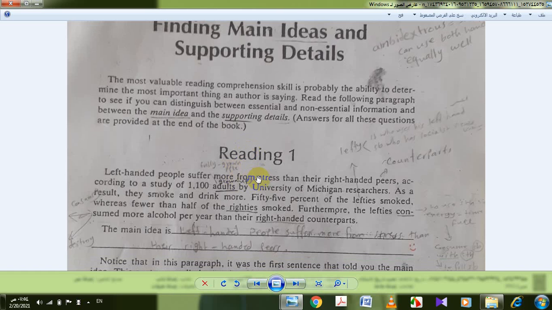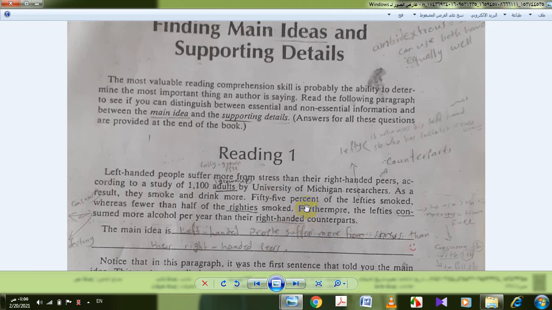So let's go to reading number 1. They are short passages actually. Okay, left-handed people suffer more from stress than their right-handed peers, according to a study of 1,100 adults by University of Michigan researchers. As a result, they smoke and drink more. 55% of the lefties smoked, whereas fewer than half of the righties smoked. Furthermore, the lefties consumed more alcohol per year than their right-handed counterparts.